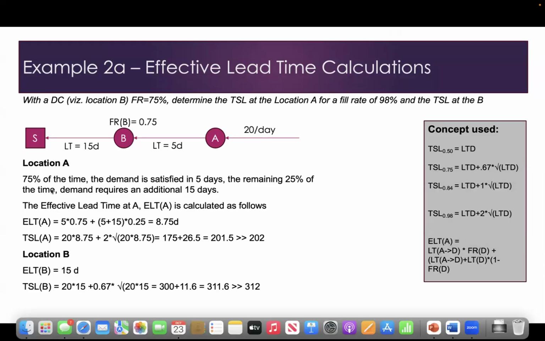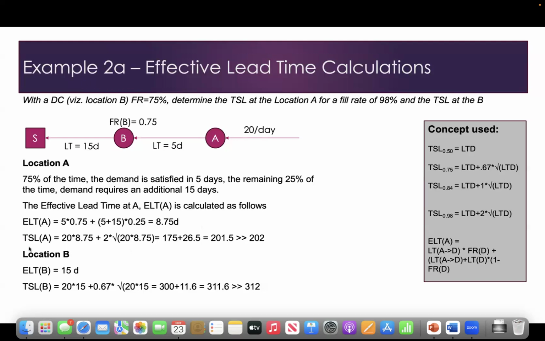For location A, would you agree that 75% of the time, A has to wait only 5 days? And 25% of the time, it has to wait an additional 15 days, which is a total of 20 days. Does everybody agree with that? Mathematically, that makes sense, right? 75% of the time, B has enough. So your effective lead time is 8.75 days.